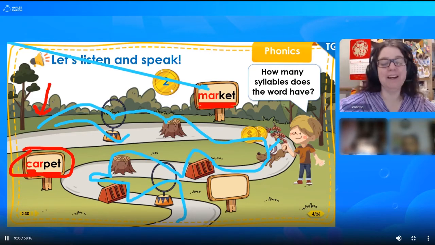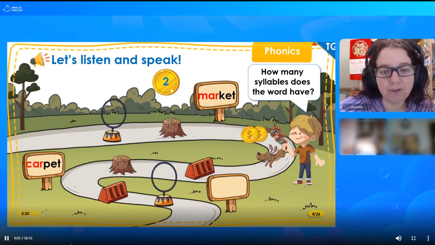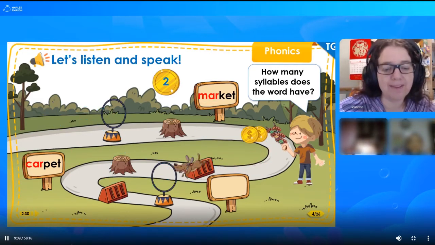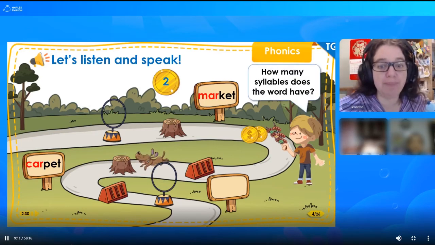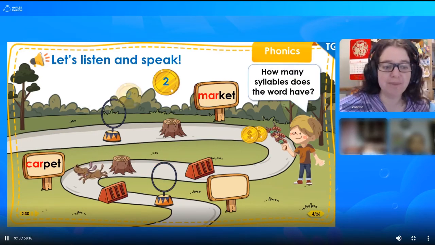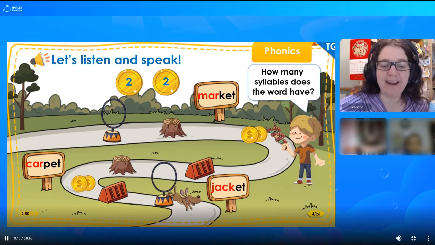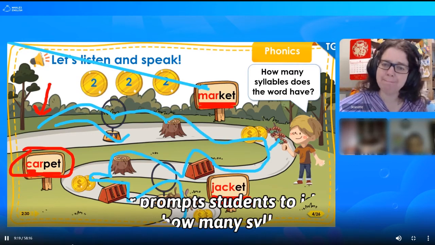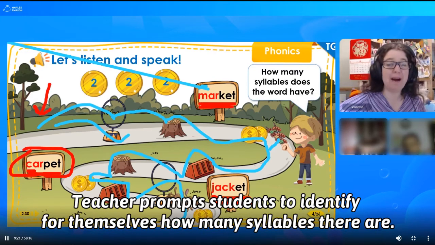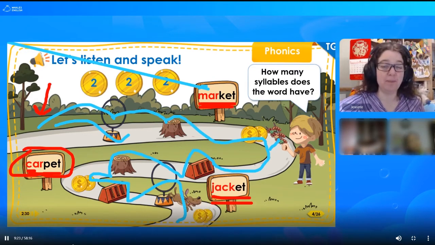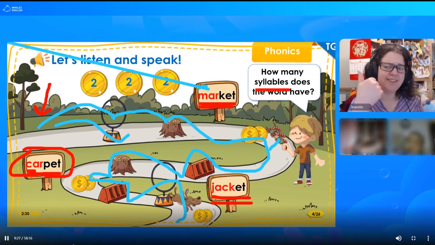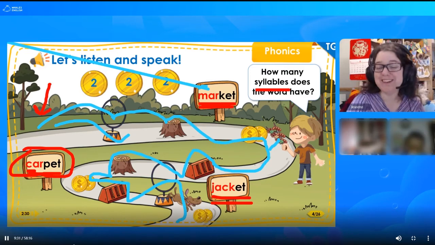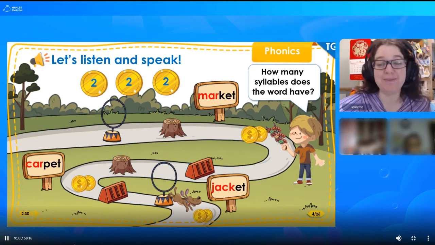Carpet. Emily, it's your turn to look for the next word. Let's get the dog to Eric's carpet. Jump, jump, jump, jump. Run, run, run, run, run. And Emily, it's your turn. What about this word? Jacket. Good. How many parts are in this word? How many syllables? Jacket. Two. Good. There are two syllables.